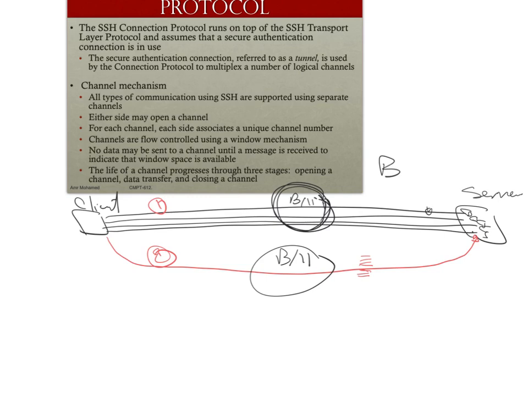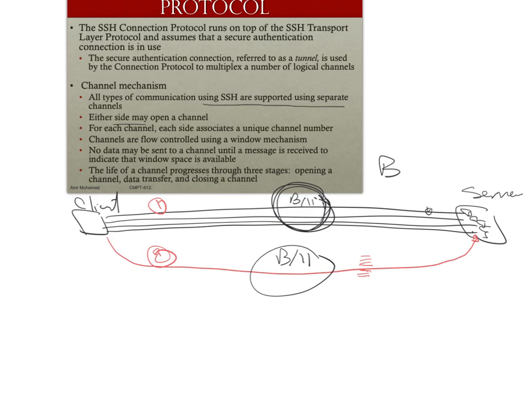For the channel mechanism here, all types of communication using SSH are supported using separate channels. Either side may open a channel. So the channel is unlike the connection. The connection has to be initiated from the client all the time. But the channel mechanism can be initiated by either side, because it's the same tunnel, the same connection. The connection is established, and anyone can establish a channel.